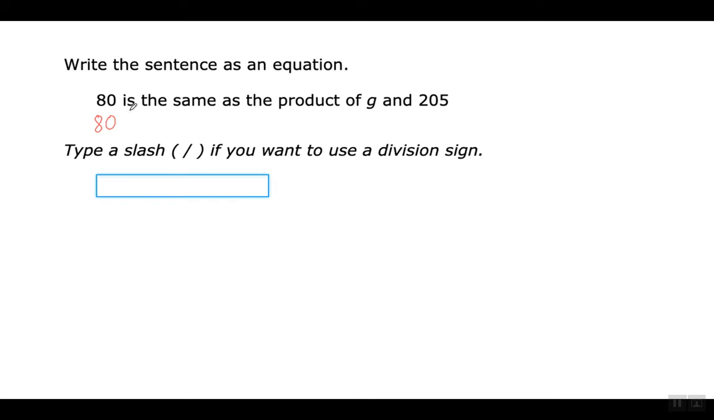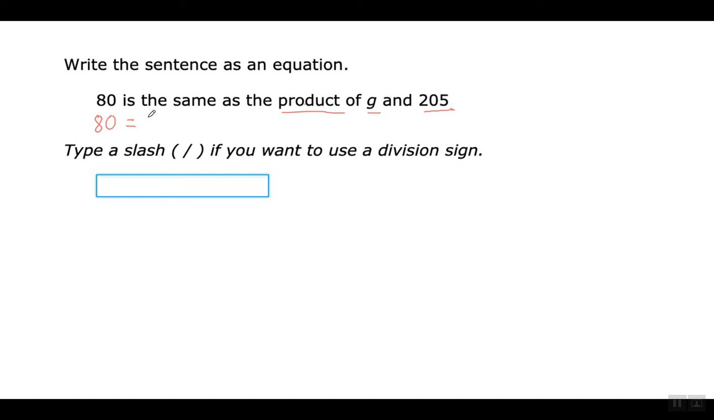80 is, I said, is the equal sign. I mean, is, it keeps going, is the same as, but that means equals, okay? Es lo mismo que, 80 es lo mismo que the product of G and 205. The product means multiply, el producto de G y 205.